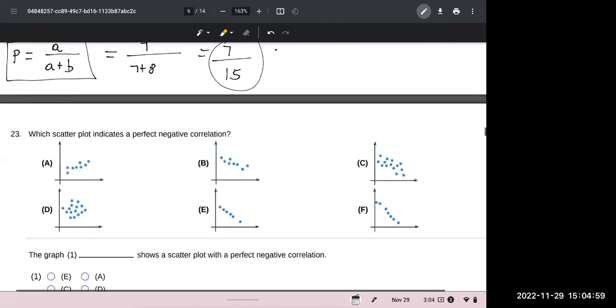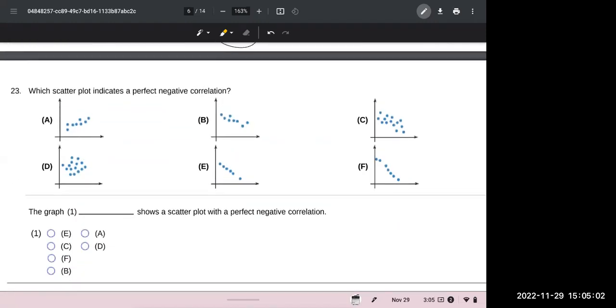Okay, question 23. Which scatter plot indicates perfect negative correlation? Perfect negative correlation, you want to look for the scatter plots in which the dots create a perfect negative line. Okay, so perfect negative correlation will be E. Like you see, if I connect all those dots, I will get a perfect line, which is a decreasing line. Okay, so that's E.